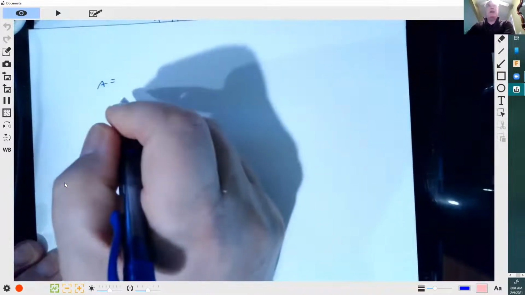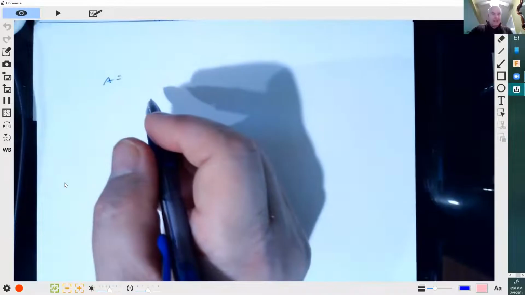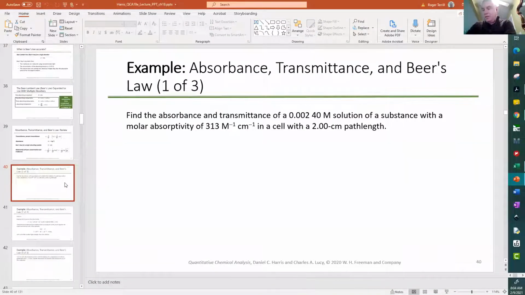So, I've got to write this stuff down. Hold on. A is equal to... oh no, this is C. Concentration is 0.00240 molar. Epsilon is 313 per molar per centimeter. And B, the path length, is 2.00 centimeters. The question is, A equals what and T equals what?